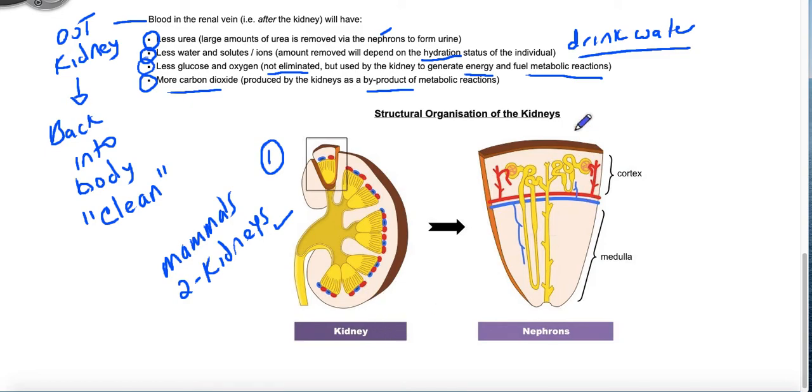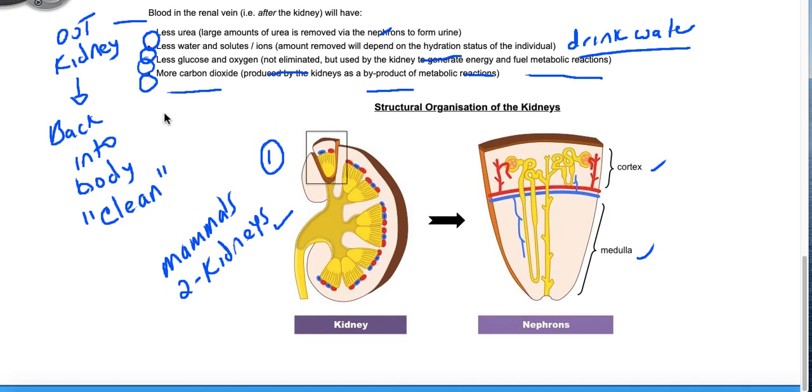And within the kidney, you have millions of nephrons, which are the structure that actually filter the blood. And in the next videos, we're going to look at the composition of the nephron in sections, looking at the cortex region of the nephron and looking at the medulla region of the nephron. But that is it for today.